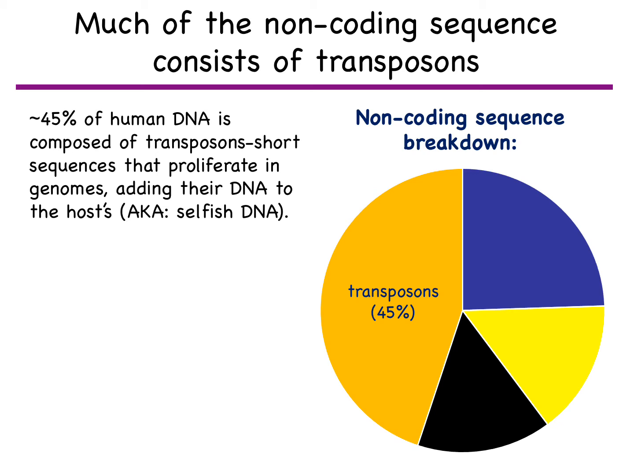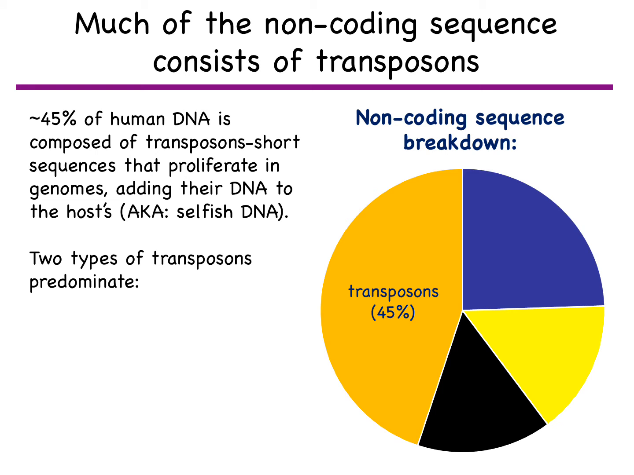So it turns out much of this non-coding, non-regulatory sequence consists of transposons. And transposons are essentially some of the simplest parasites that exist. They're just short sequences of DNA that have the ability to insert themselves into the genome. And then they also have the ability to make copies of themselves and cut themselves out of the genome. So basically, they go through this repeating process where they make copies of themselves, insert themselves in the genome somewhere, make new copies, and insert themselves again. So it turns out transposons represent about 45% of the non-coding sequence in the human genome.